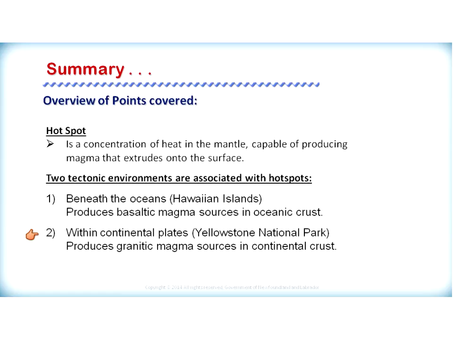Number 2 is within continental plates, such as Yellowstone National Park. If a hotspot is positioned beneath the continental plate, the magma will rise through the continental plate, melting the plate as it rises through, and it will produce granitic magma sources in the continental crust. And these will form very rich felsic magmas that produce granitic rocks that are found in the volcanoes. The rock that is produced on the surface as a result of these granitic hotspots would be rhyolite.